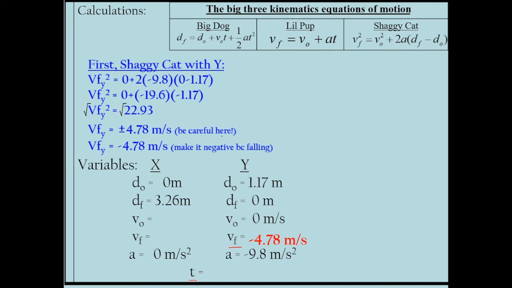But we know that this ball is going downward, and because it's going downward, it should be negative, which is why we end up with negative 4.78 meters per second.